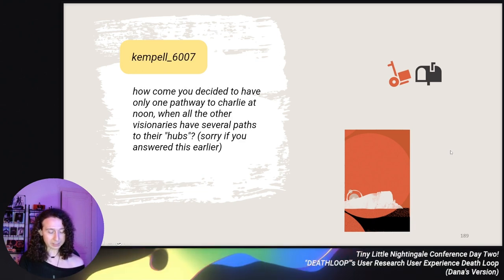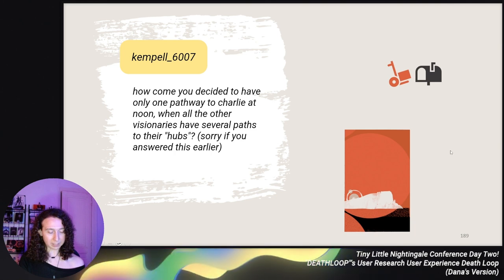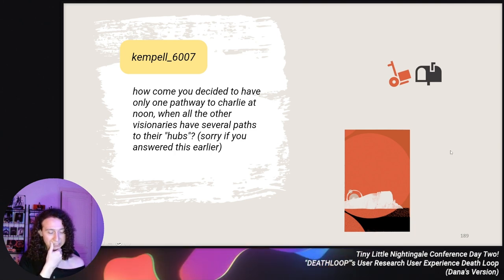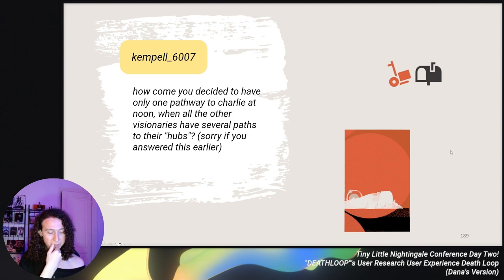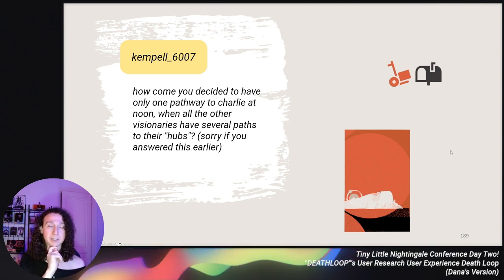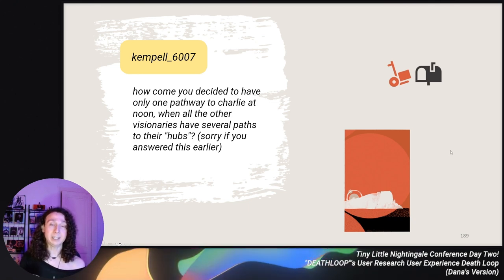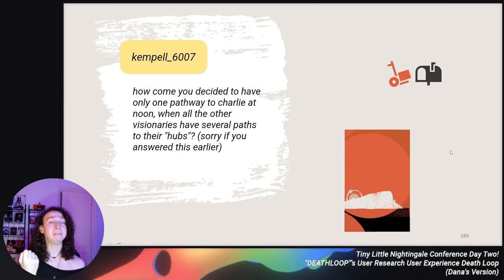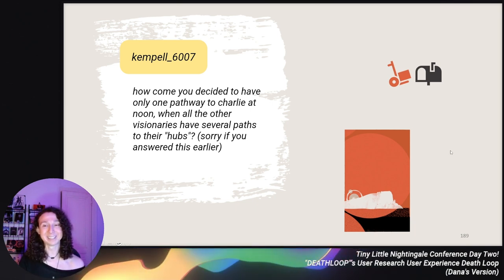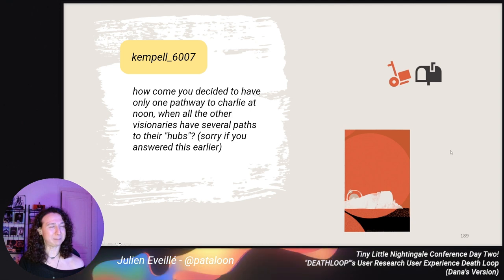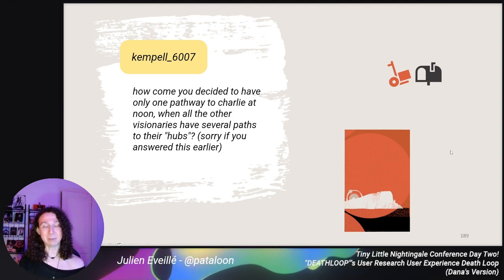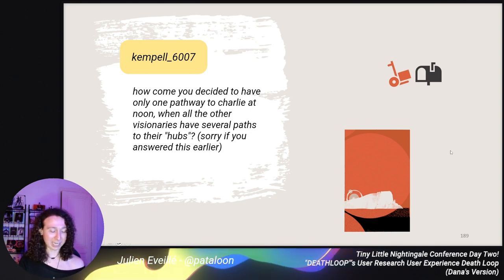How come you decided to have only one pathway to Charlie at noon when all the other visionaries have several paths to their hubs? That is once again a question for the level designer. I have good news for you though. The level designer of that is Julien Evier, who is very chatty on Twitter. He would be very happy to answer that question for you. So I think it's at Pataloon. I'm sure someone is following Julien Evier and can post the handle in the chat, but that's definitely a question for him, not for me.